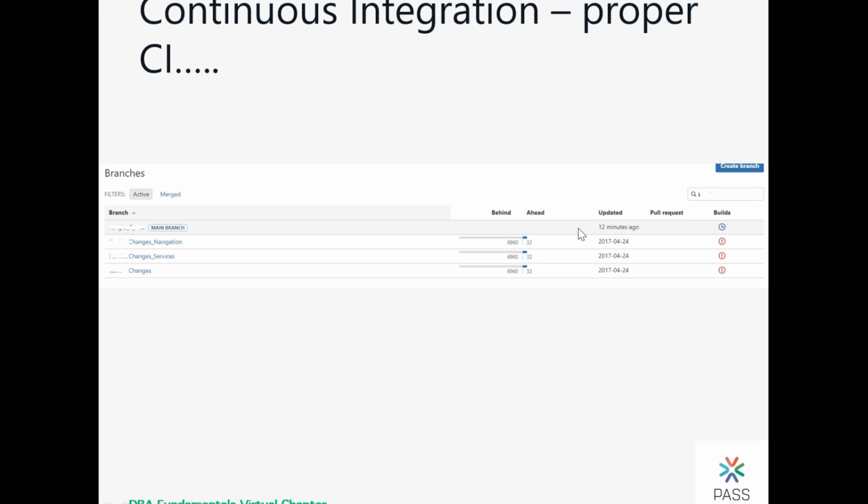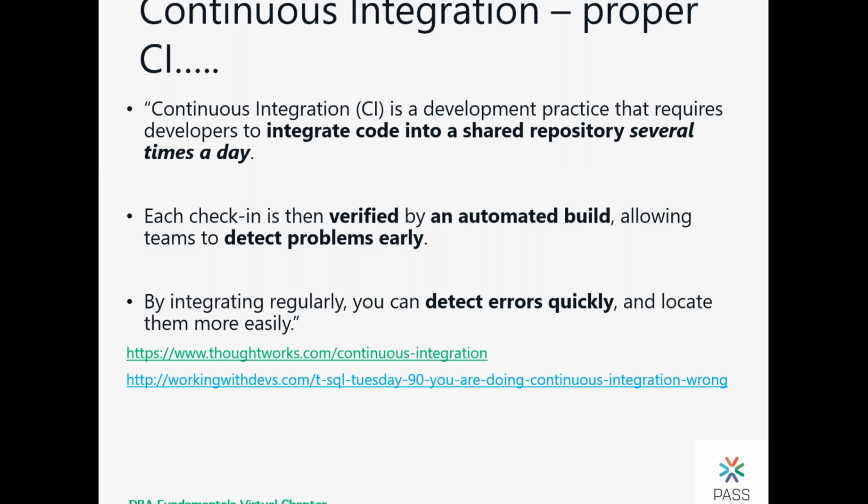What we have here is a system where in source control, when we compare the branches, it's 6,960 commits behind and 32 commits ahead. This is not continuous integration. I've bolded the words because we want to integrate our code several times a day. The reason being is we want to merge it, verify it as soon as possible, detect problems early, fix them, and move on.